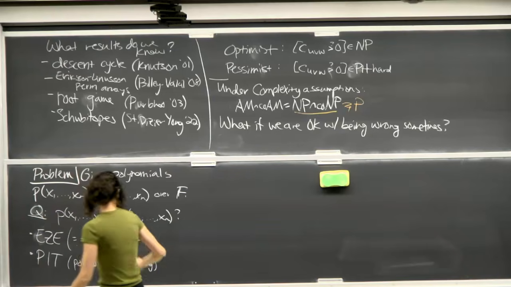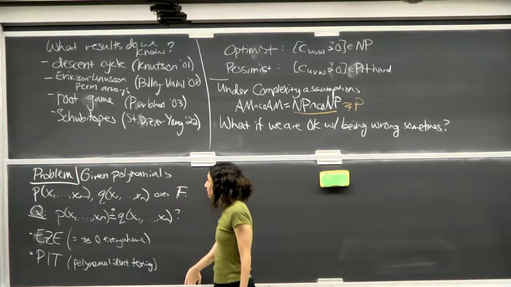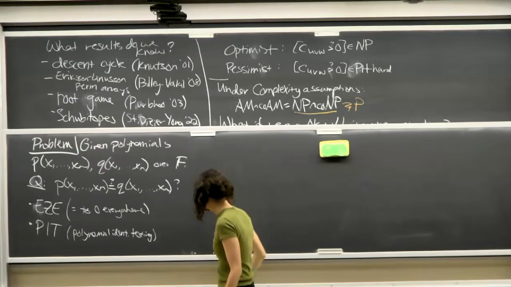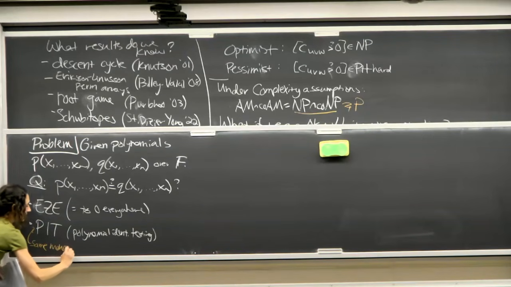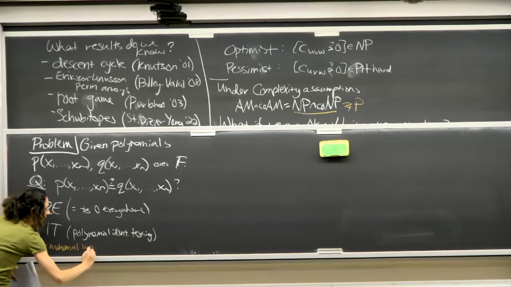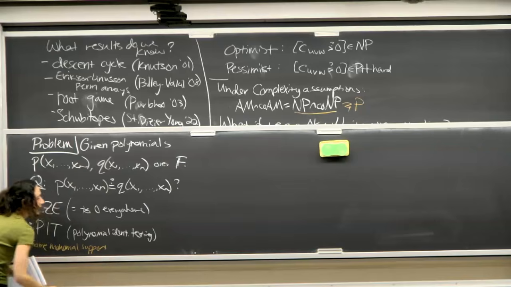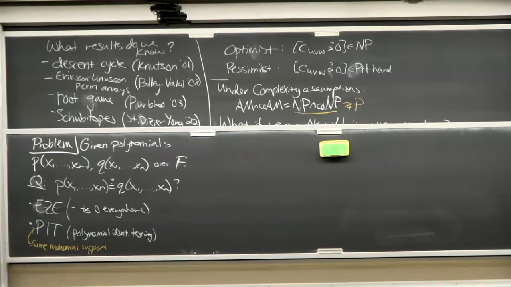And what is that? For polynomial identity testing, I want them to have the same monomial support. So if I expand P and Q into their monomials, are their monomial supports exactly the same? I highlight this because this is actually a harder problem.